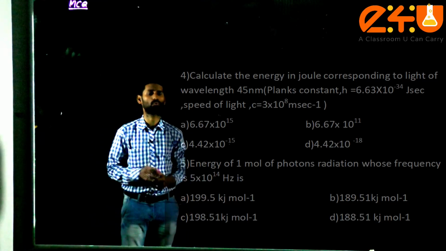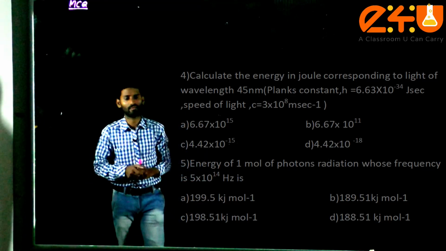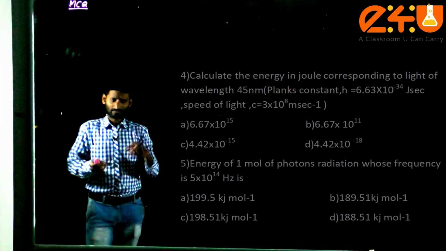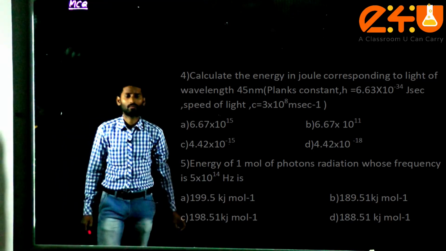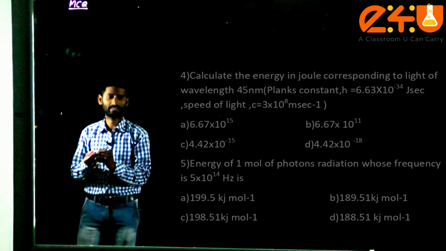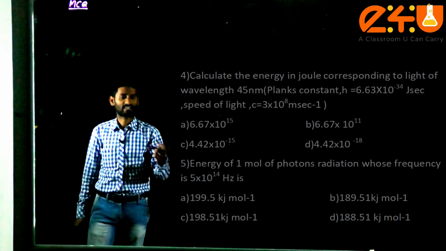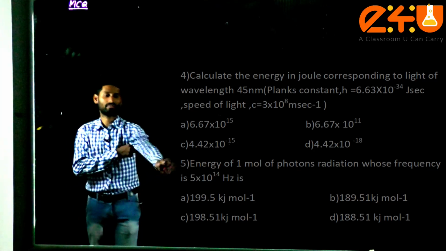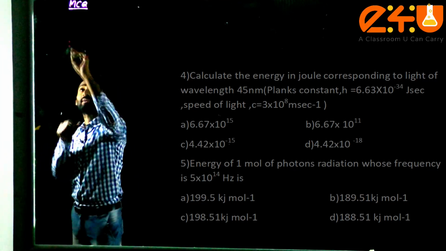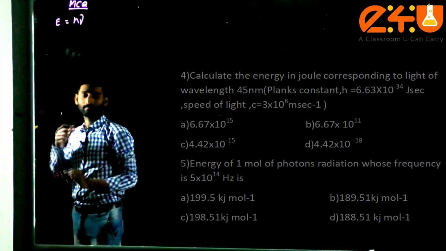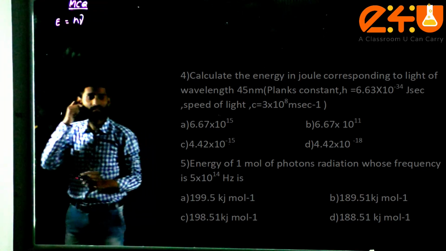Calculate the energy in joule corresponding to light of wavelength 45 nanometers. The Planck constant value is given, as well as the velocity of light. What do we have to calculate here? The energy in joule corresponding to light of wavelength 45 nanometers. We already know the formula here, E is equal to h nu. The values are given here.